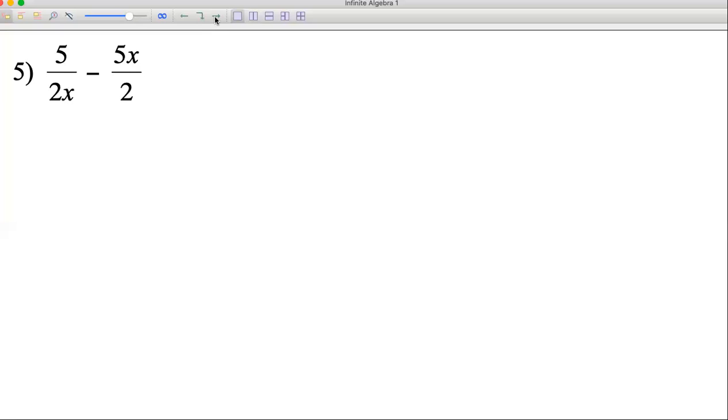Now it's just like questions 1 and 3. Hey, look, we got common denominators. So all we do is write the common denominator, 2x, and do exactly what it says. We get 5 minus 5x squared, and we have an issue here. Look at the top. Can it be factored? Yes. What goes into both? 5. So we factor out a 5, and we get 5 times 1 minus x squared over 2x.